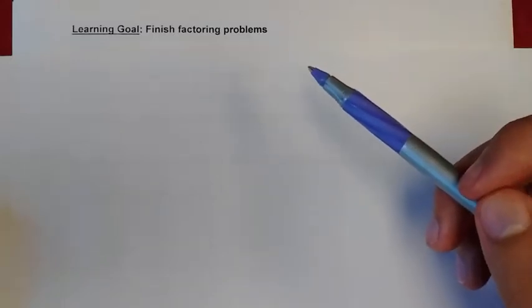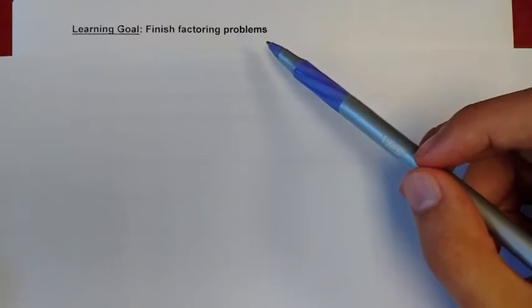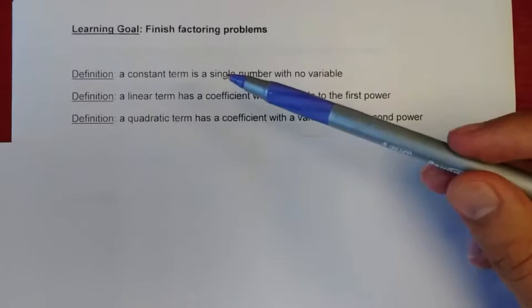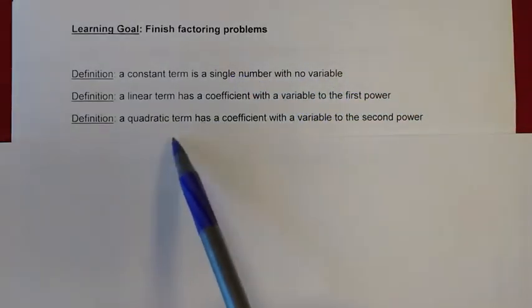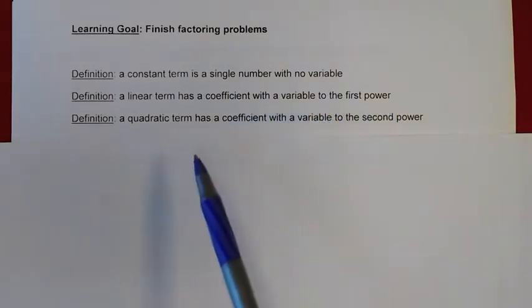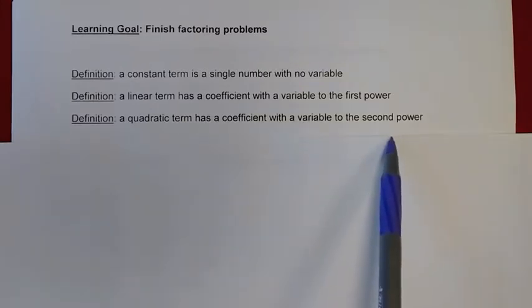The learning goal for this lesson is to finish factoring problems. So here we have some definitions for you. A constant term is a single number with no variable. A linear term has a coefficient with a variable to the first power, and a quadratic term has a coefficient with a variable to the second power.